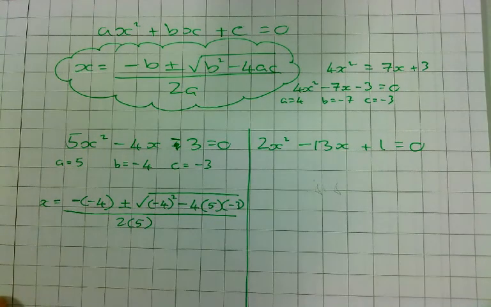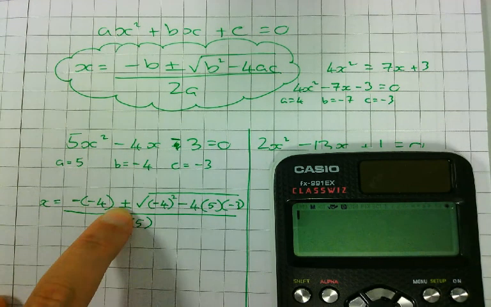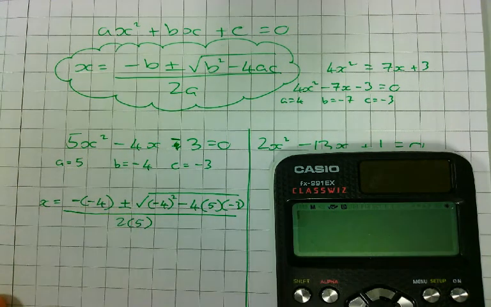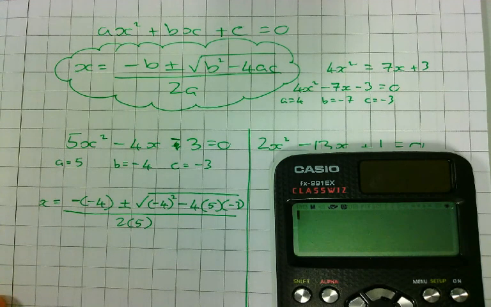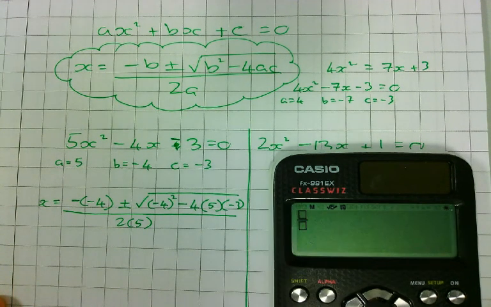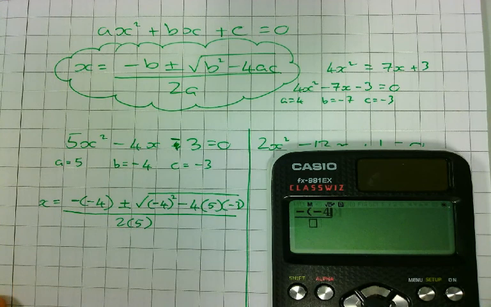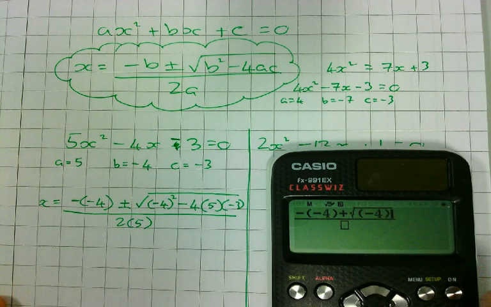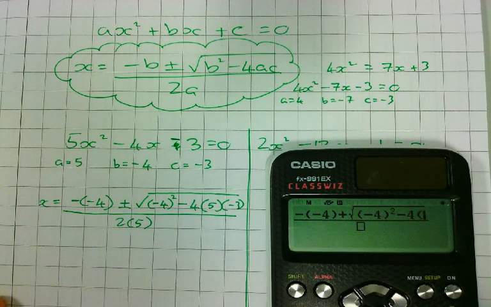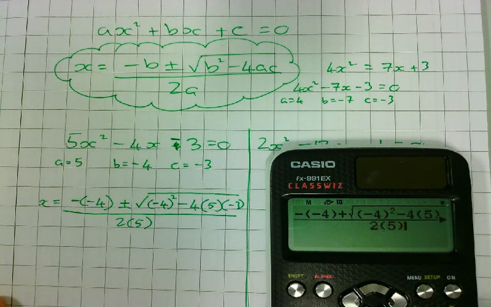All you're going to do is put that into your calculator. Now, that's the issue, isn't it, the plus minus. What that means is that you put it in once with a plus, get your answer, and then put it in again with your minus and get an answer. So, plugging all this in, press your fraction button first. You've got minus brackets minus 4 plus square root brackets minus 4 squared minus 4 times a, which is 5, times c, which is minus 3, all over 2 times a, which is 5. What I've got there should mirror exactly what I've written down there.